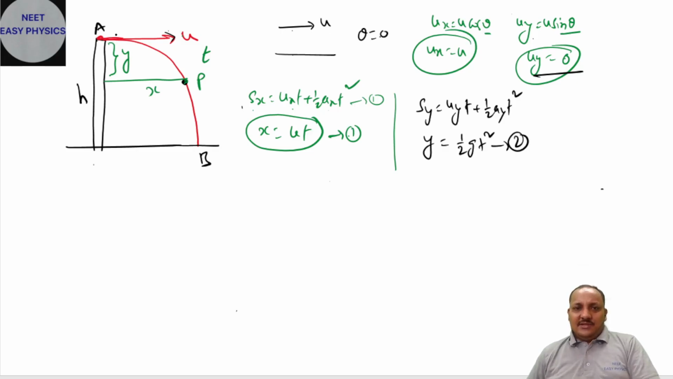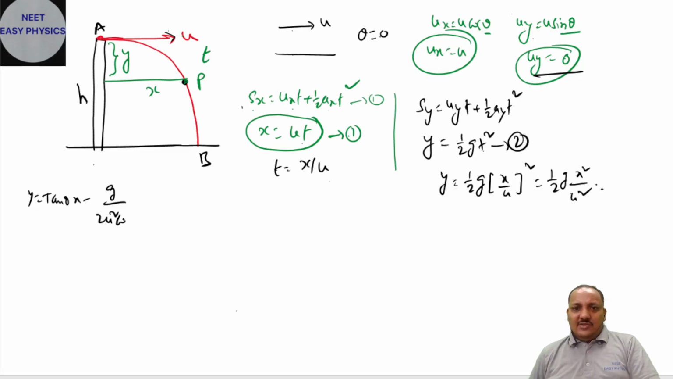Now, what is the path of this horizontal projection from the top of the tower? You have to eliminate t. t is equal to x by u. Substitute here. So, y is equal to half g times x by u whole square, so half g x square by u square. It is the same as the projectile equation you can remember: tan theta x minus g by 2u square cos square theta x square. But here you will get plus, that's all.